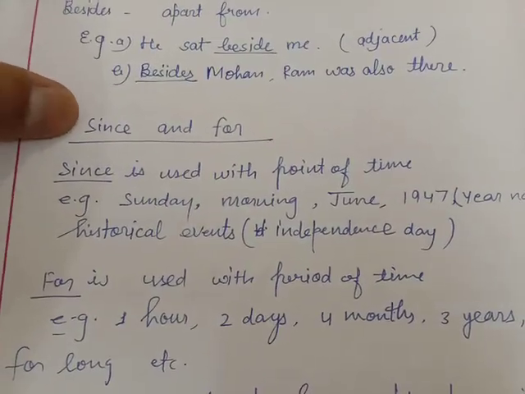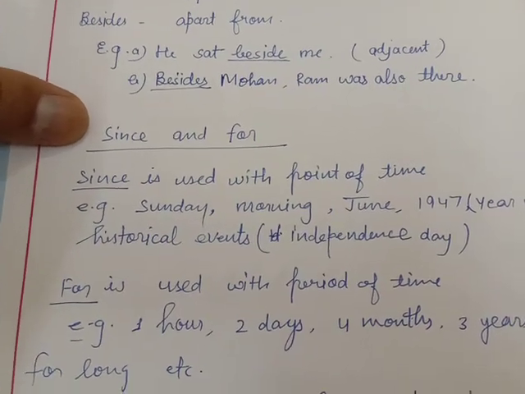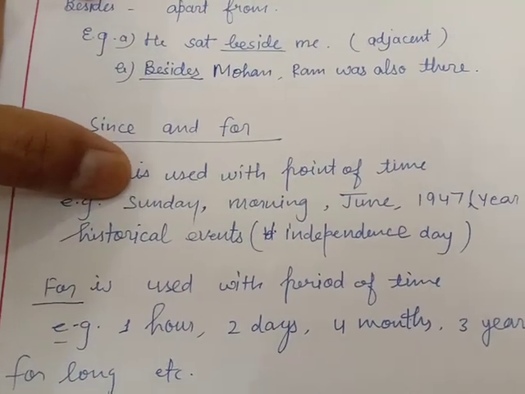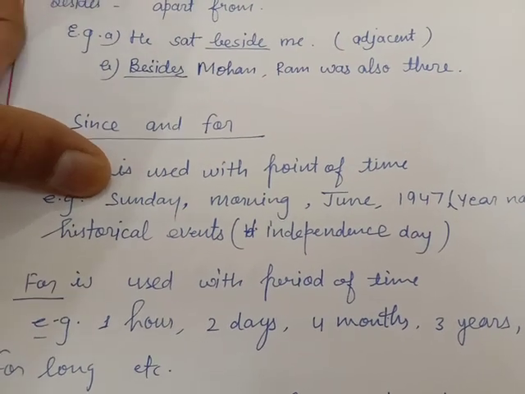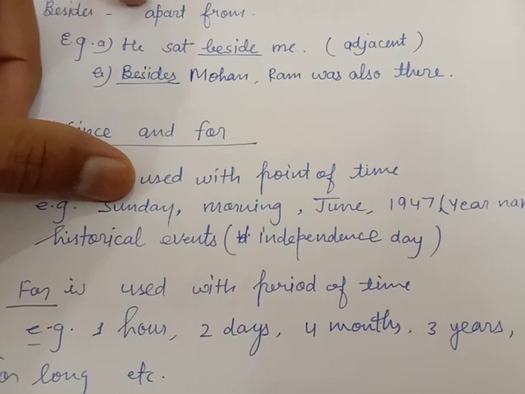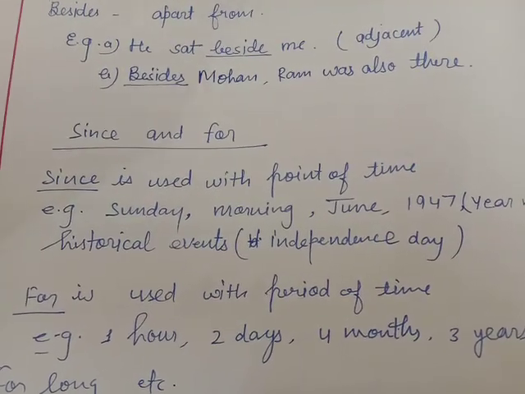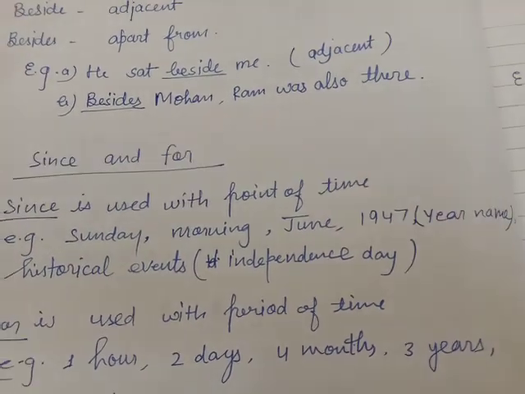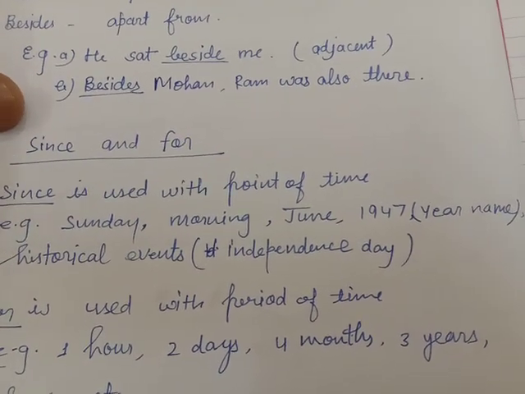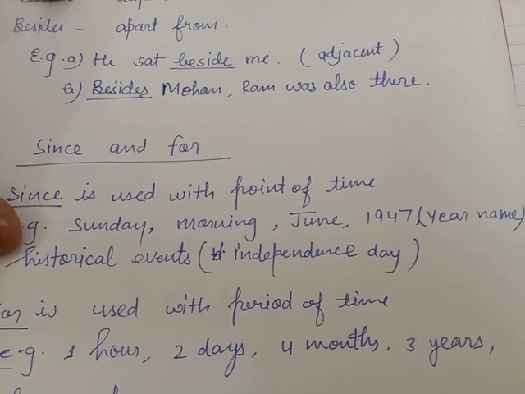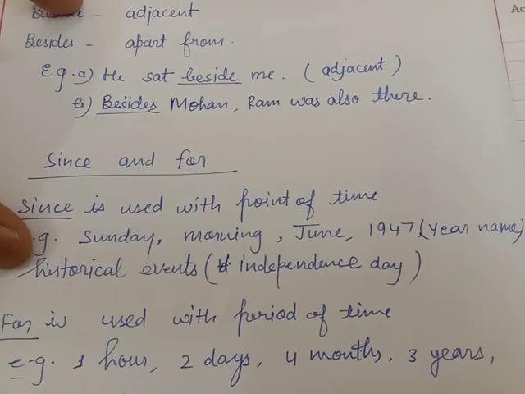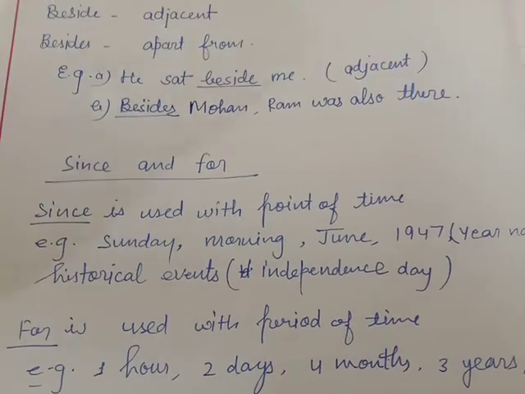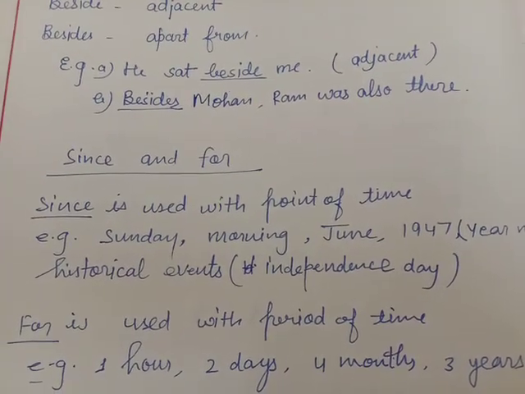The next one is since and for. Both are used before time, but since is used with a point of time, that is, something which has a starting point. Sunday is a particular day, a starting point. Morning, June 1947, any year like 1947 or 1986, historical events such as Independence Day, the Battle of Plassey, the birthday of Mahatma Gandhi, or your own birthday. Before these examples you can use since.